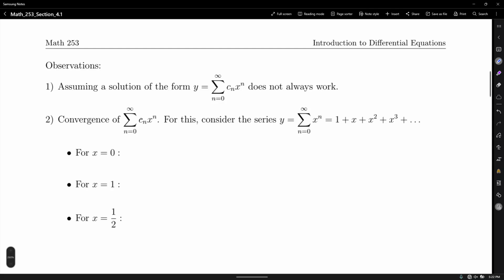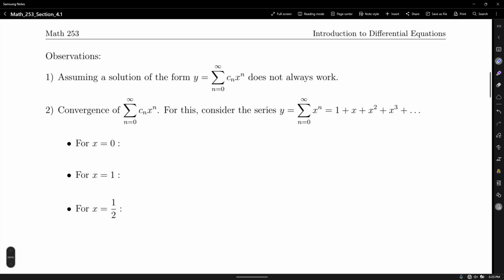Consider the series sigma n equals 0 to infinity of x to the n. Isn't that the geometric series with common ratio r equal to x? Simply expand: 1 plus x plus x squared plus x cubed, and so on. What about for x equals 0? The value of y is 1 plus 0 plus 0 squared plus 0 cubed plus infinitely many zeros. In this case, the sum converges to 1, right?